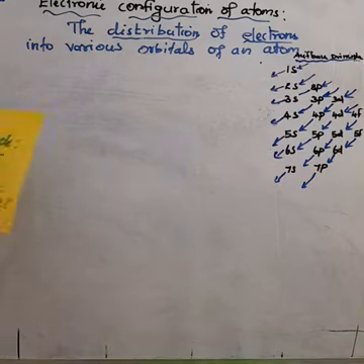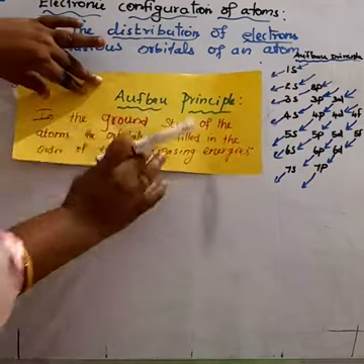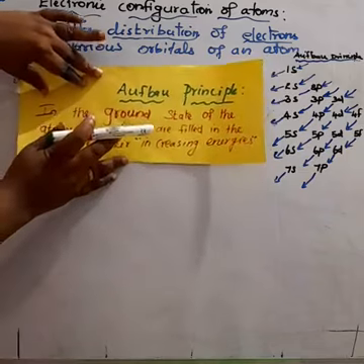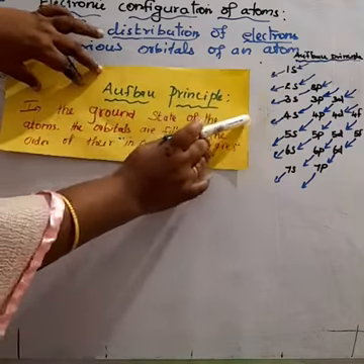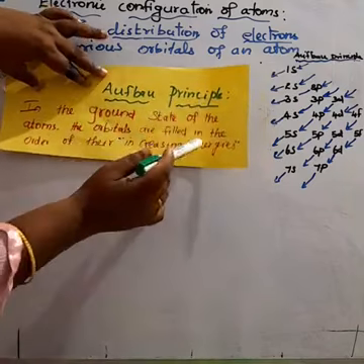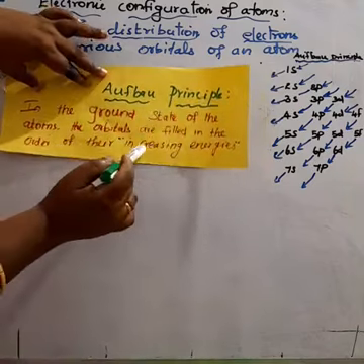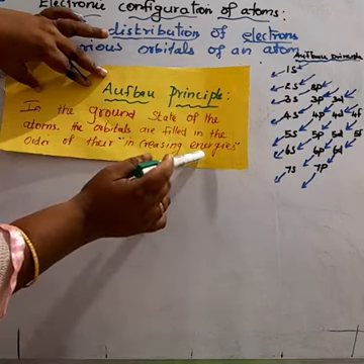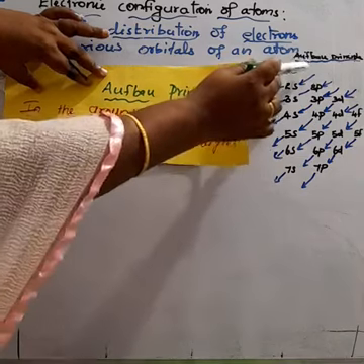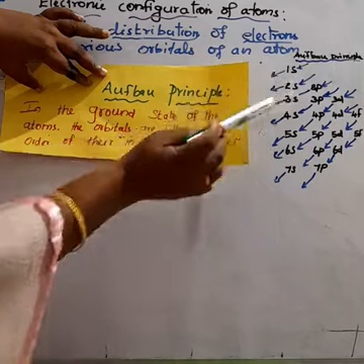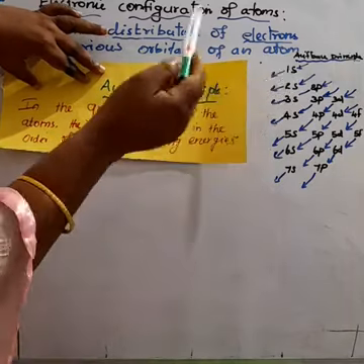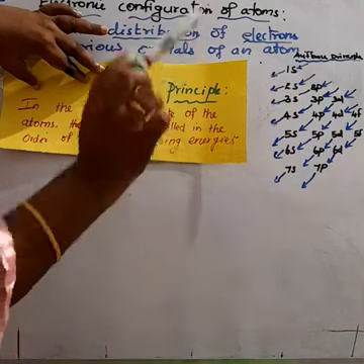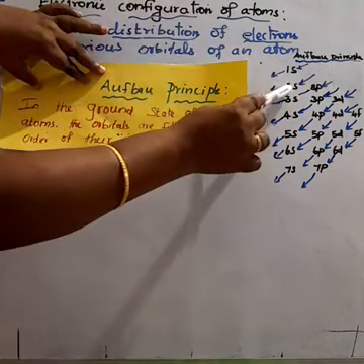What do you mean by the Aufbau principle? We already studied that in the previous class. The Aufbau principle means that in the ground state of atoms, the orbitals are filled in the order of their increasing energies. That is, the electrons first occupy the lowest energy orbital. Once the lowest energy orbitals are completely filled, the electrons enter the next higher energy orbital.